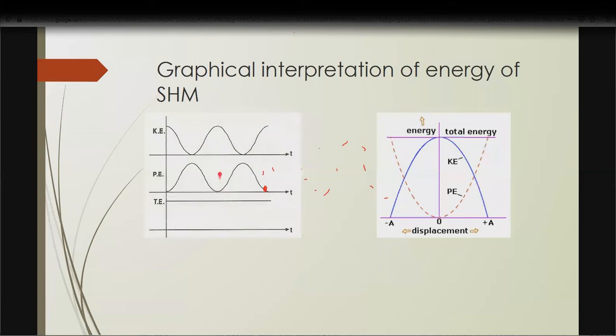So this is the variation of energy with time. Right? This is the total energy. This is with time and this is with displacement. This is the total energy, this is the potential energy, and this is the kinetic energy. Right.